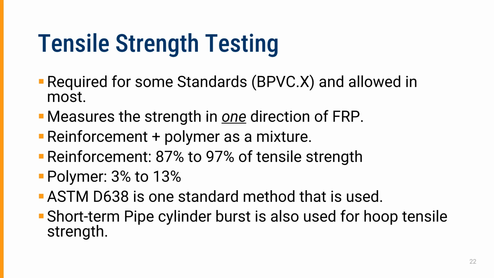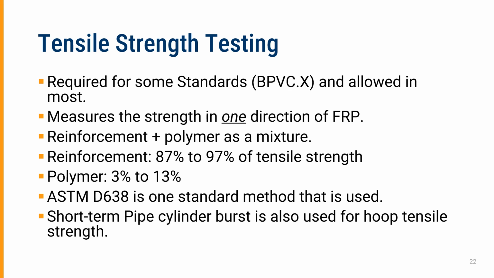Tensile testing is required for some standards. Boiler and Pressure Vessel Code Section 10 requires tensile strength testing for at least examples of the FRP to be used in construction. It measures the strength in one direction of the FRP, so if strength in several directions is important, you have to have test results for each direction.